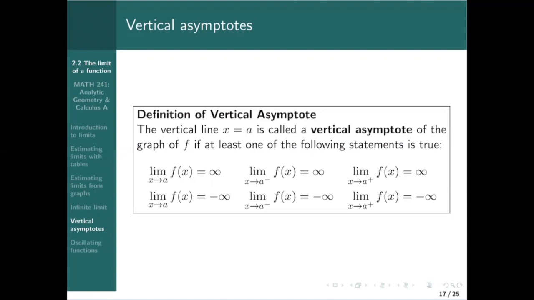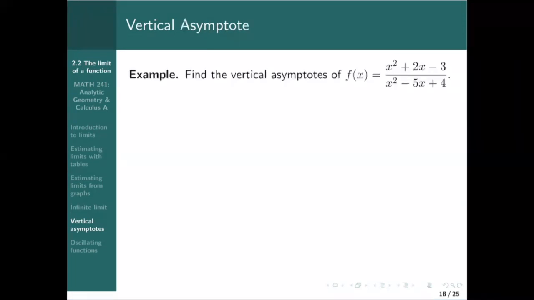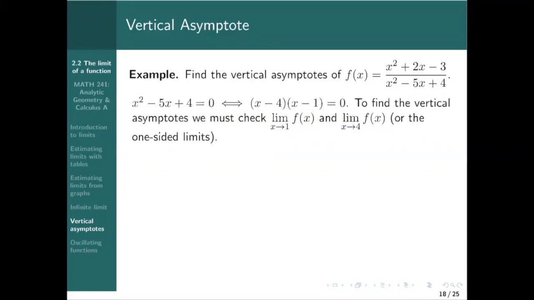I want to point out that vertical asymptotes may occur when the denominator of a function is equal to 0. So let's consider this example, and let's find the vertical asymptotes of this function. Factoring the denominator gives us x minus 4 times x minus 1, and it's going to be equal to 0 when x is equal to 4 or when x is equal to 1. So to find the vertical asymptotes, we have to check the limit of the function as x goes to 1 and to 4, or we can simply find the one-sided limits.